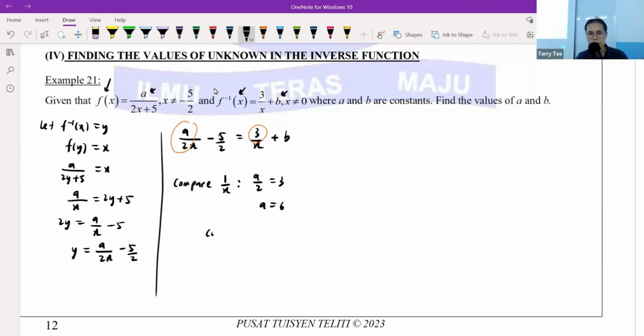You can also compare your constant. What is your constant? Your constant is negative 5 over 2, which is now b. Can I just write b equals negative 5 over 2? Look at this, this is your b. Simple. Inverse the first one, compare with the second one, and solve for a and b.